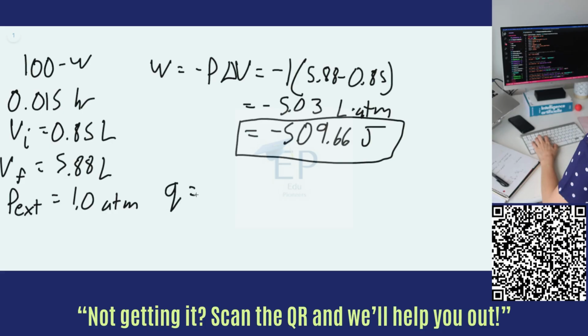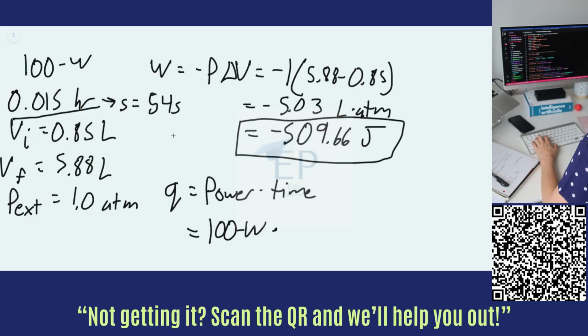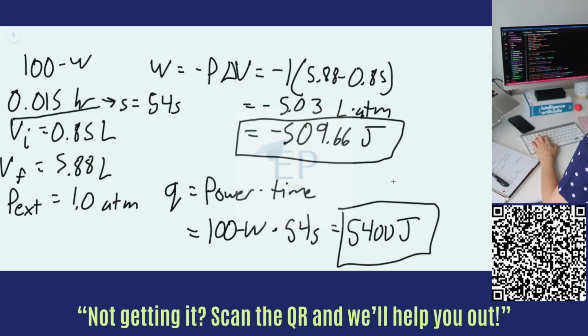Now to find our Q, we just take our power times time. And so we're given our power in watts, and we want to convert our time from 0.015 hours into seconds. And that'll give us 54 seconds. And so our 54 seconds times our 100 watts, we get 5,400 joules. And since joules are equal to watts times seconds, we know that our units are right.